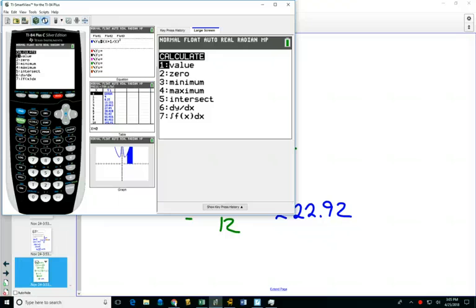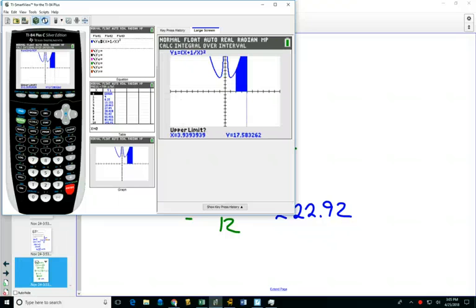Back to calculating number 7. There is a way to transfer. I just have to see if I can remember how to do it.